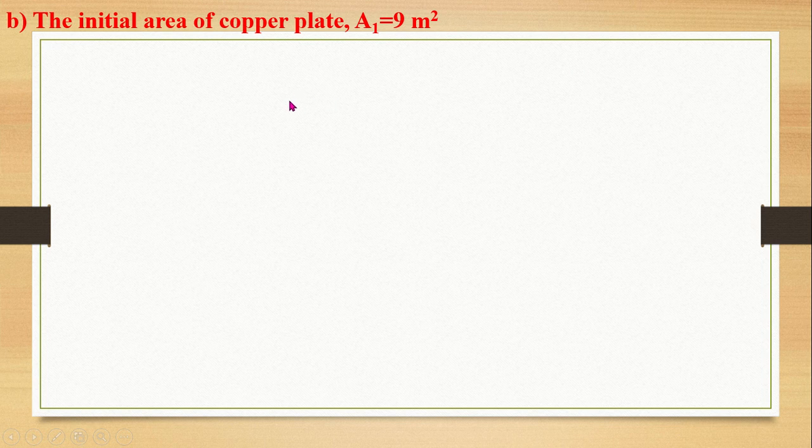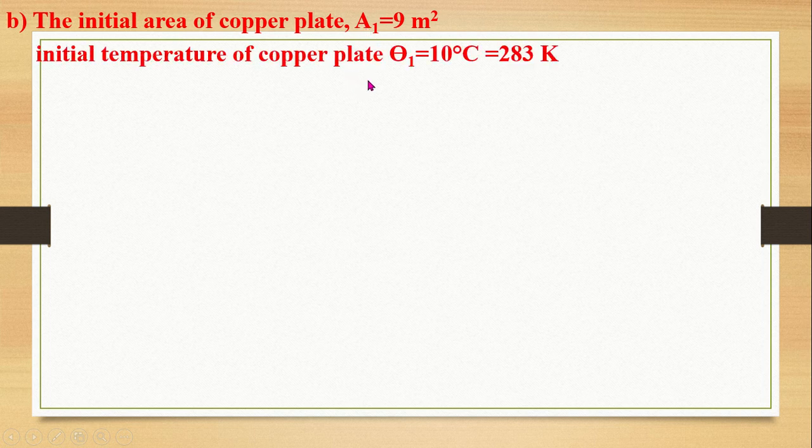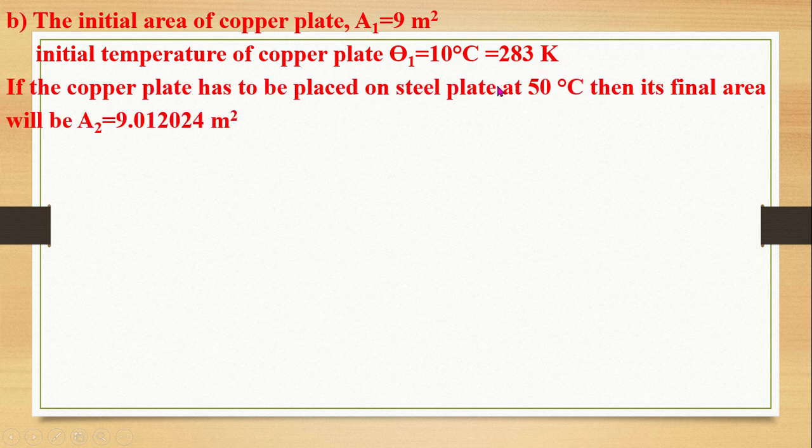In B number question, B number question was what? You have to place copper plate on the steel plate equally. So initial area of the copper plate A1 equal to 9 square meter, and initial temperature of the copper plate theta 1 equal to 10 degrees Celsius, that is in Kelvin scale 283 Kelvin.